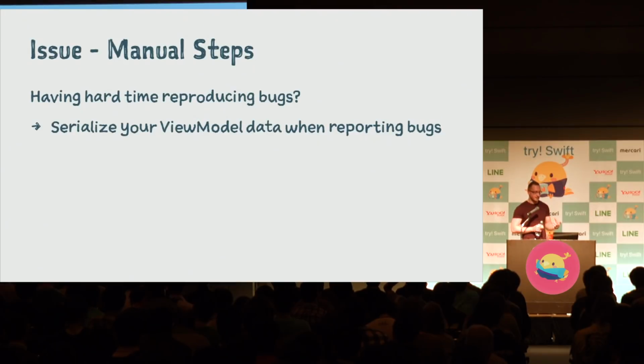And the easiest thing you can do is to build a least recently used cache and store all serialized view models, let's say like the last 5 view models. Then when the user goes to report, you can just attach it with a bug report. That way, when you're having to reproduce the bug, you can actually load that data into your project.